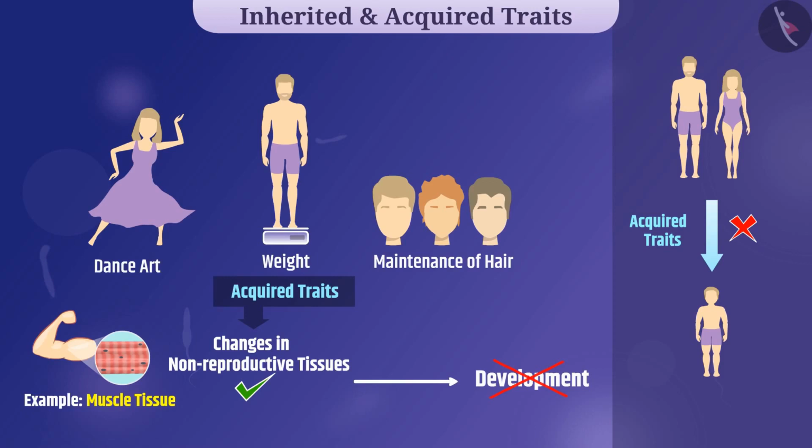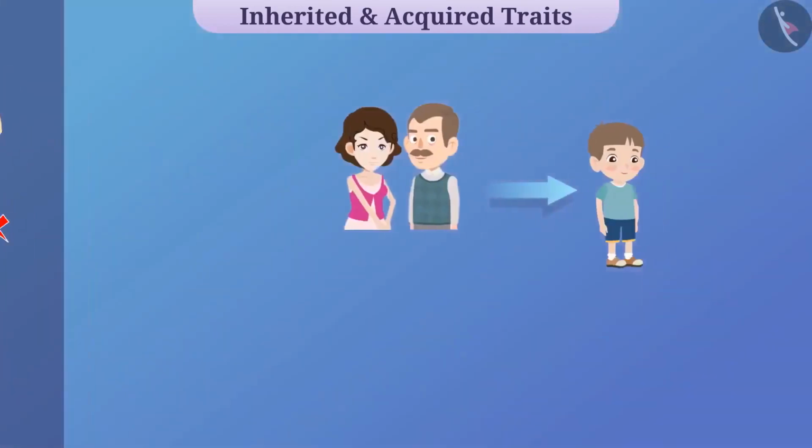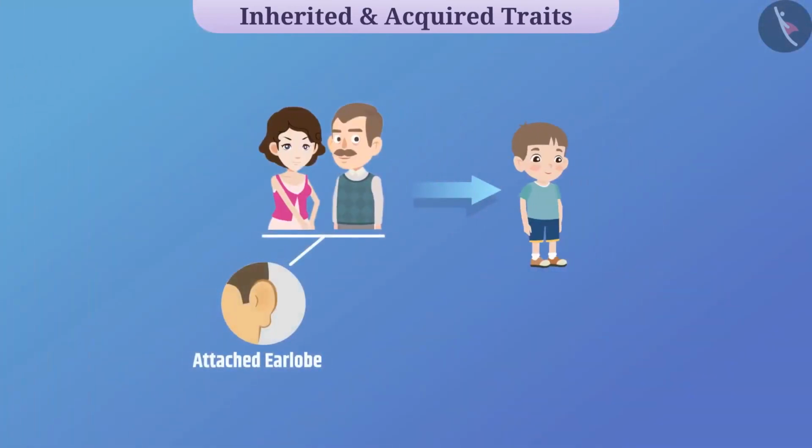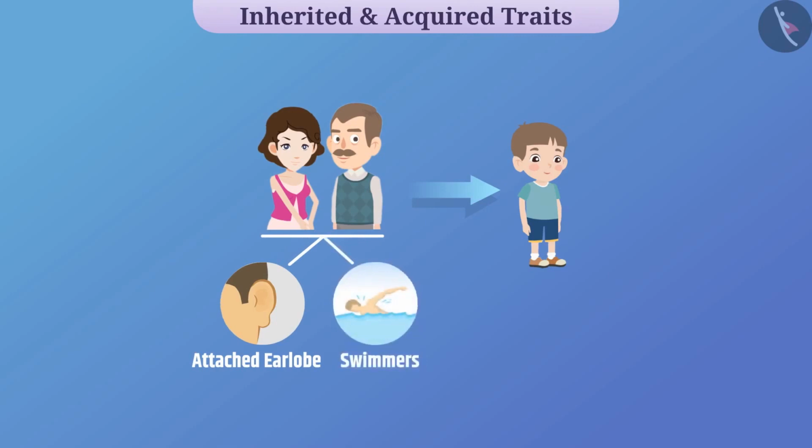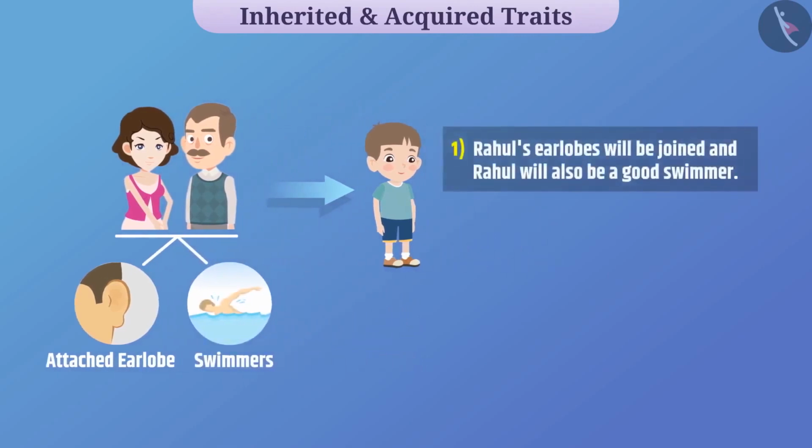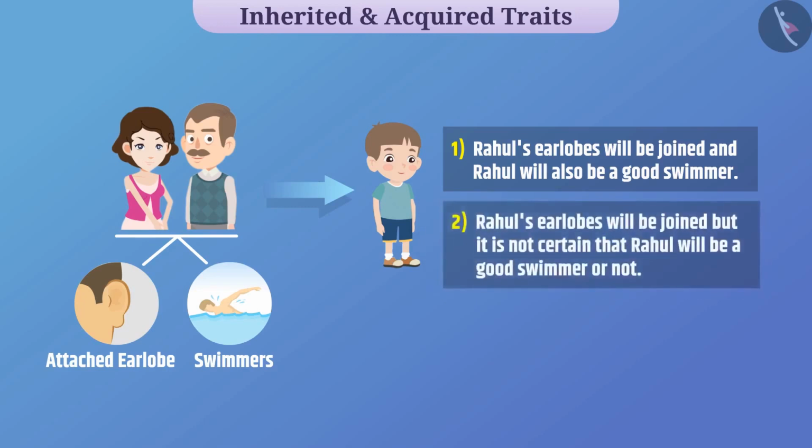Now, an interesting question for you. If Rahul's mother has attached earlobe and Rahul's father also has attached earlobe and both are good swimmers, then what can be said certainly about Rahul? Rahul's earlobes will be joined and Rahul will also be a good swimmer. Rahul's earlobes will be joined, but it is not certain that Rahul will be a good swimmer or not. What is your answer?